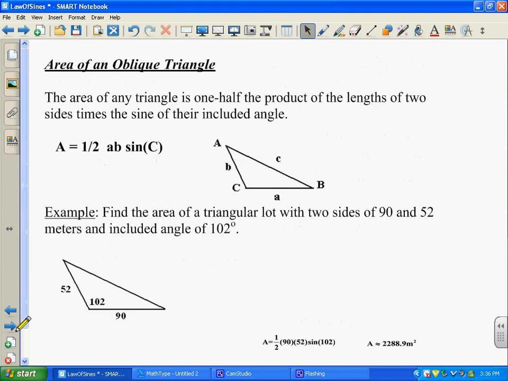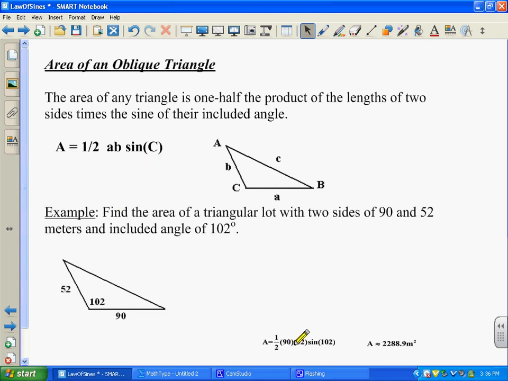The last thing we're going to look at today is the area of a triangle. And the area of a triangle is 1/2 the product of the lengths of two sides times the sine of the included angle. So don't worry too much about the particular letters. It's the relationship. We have an angle, and then we have the two sides that bound the angle. So the formula is 1/2 the product of the sides times the sine of the included angle.